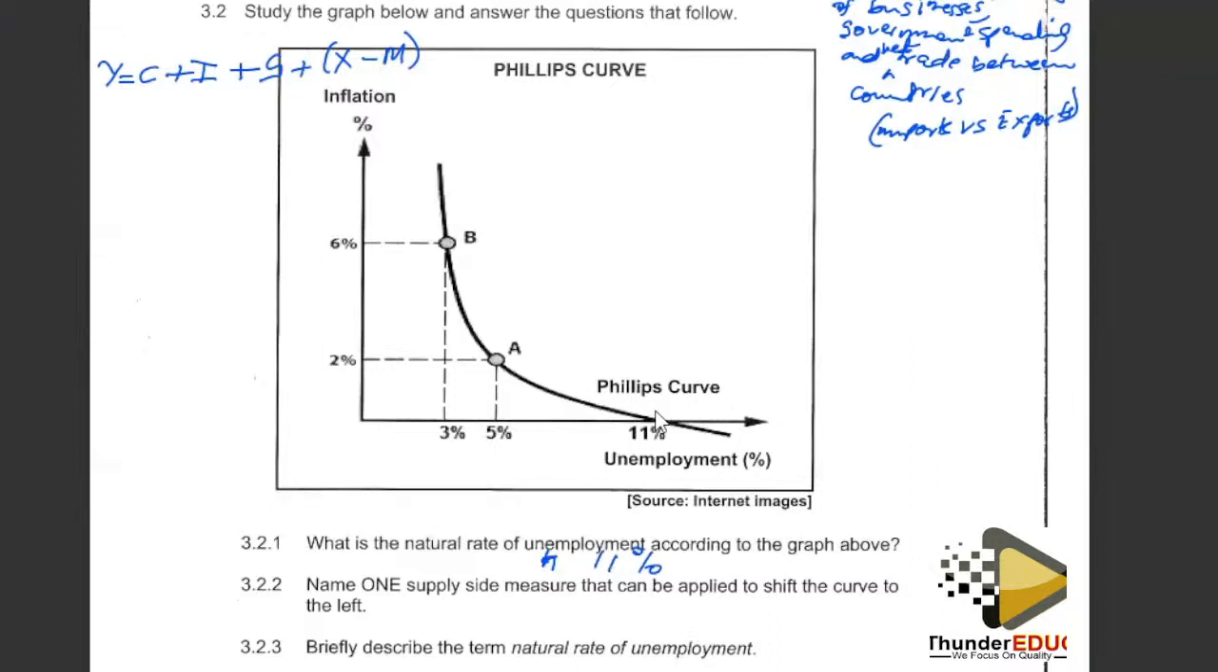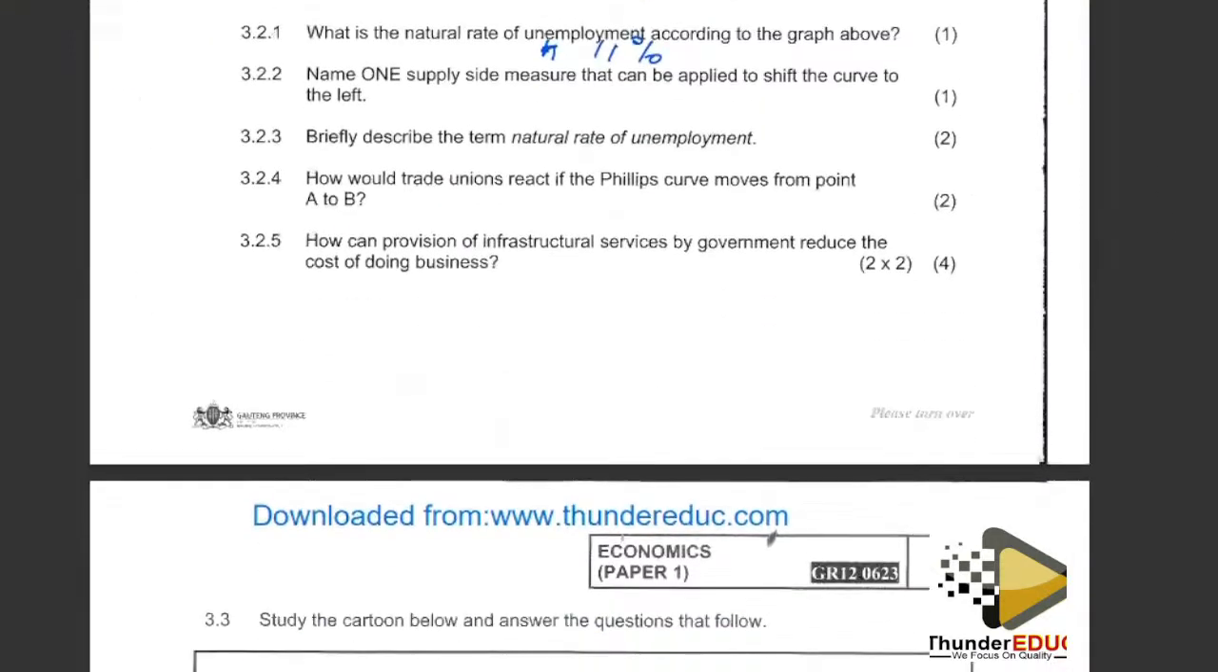Okay, right. So for the sake of time, grade 12s, let me move on to the next question. 3.2.2 reads as follows. Name one supply side measure that can be applied to shift the supply curve. So the one supply side measure that we can refer to is improved education.